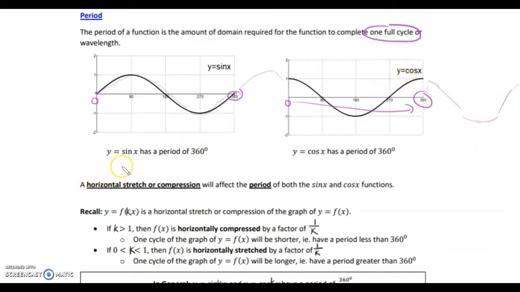Okay, so when we take a look at these x coordinates, we're talking about horizontal stretches or compressions. And these will affect the period of both sine and cos functions. So let's recall what we've done before. Okay, y equals f of kx. So if we have a number k that's in this position, this is either going to be a horizontal stretch or compression of the original function.